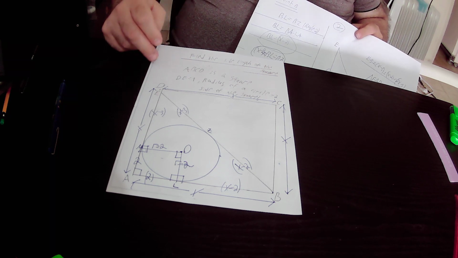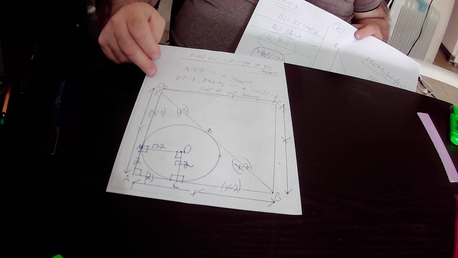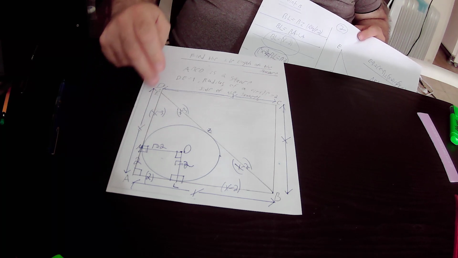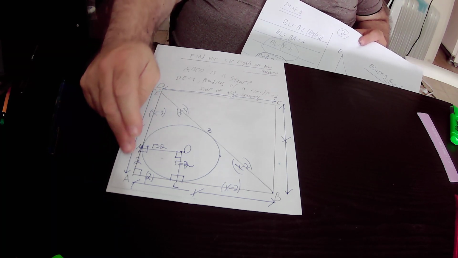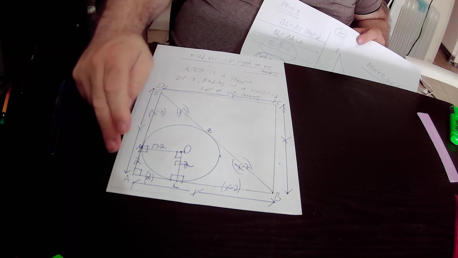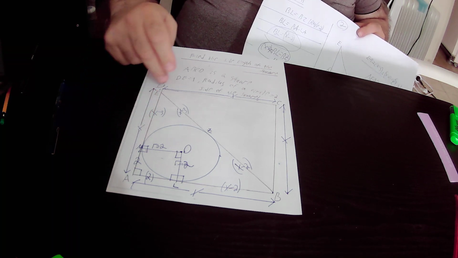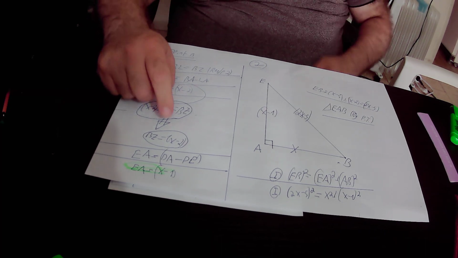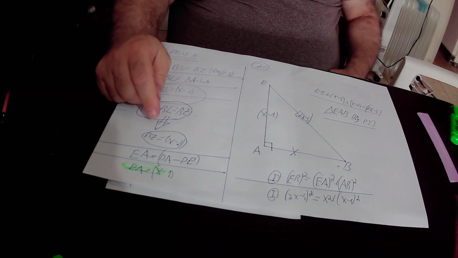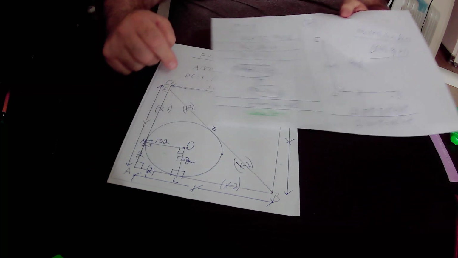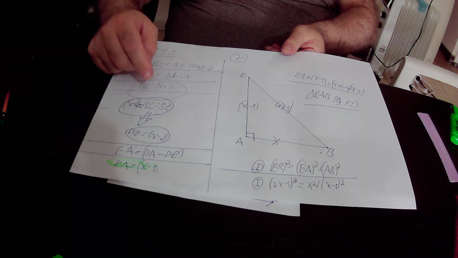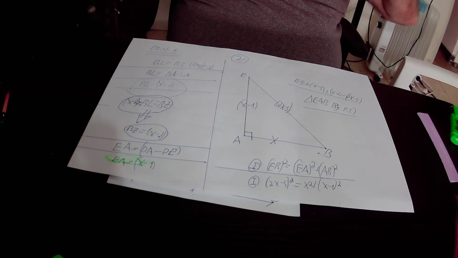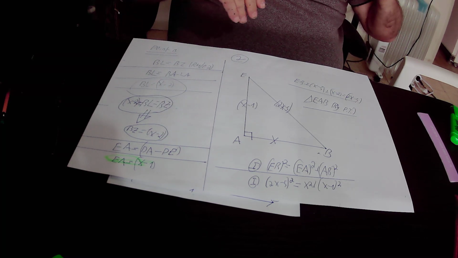And what is the length of AE? The length of line segment AE, from the drawings it's very easy to see that AE equals DA minus DE. So EA equals DA, that is X, according to our definition, minus DE, that is 1, according to what is given in the question. So in conclusion, I found out that EA equals X minus 1.